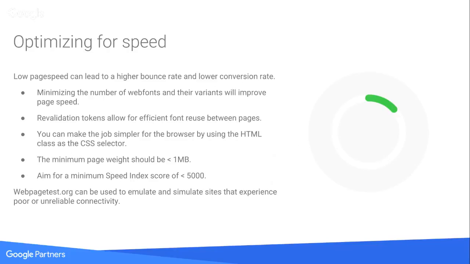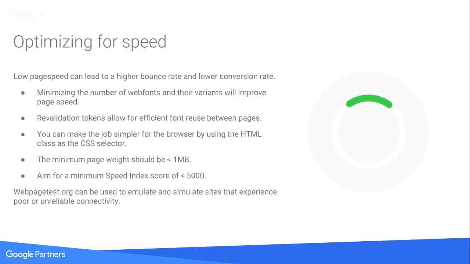One of the most important places you can optimize is the speed of your page. Low page speed impacts many metrics, including the bounce rates and the conversion rates as well. And you can optimize it by doing the following: minimizing the number of web fonts and their variants, also using revalidation tokens for efficient font reuse between pages, using the HTML class as the CSS selector, and keeping the page weight under 1 megabyte. Also aiming for a speed index score of less than 5,000.